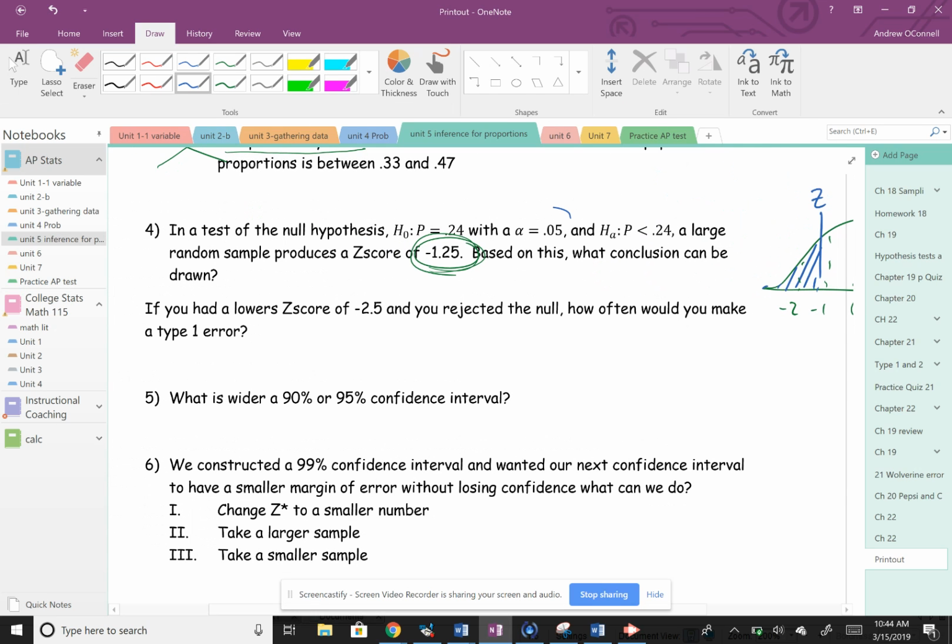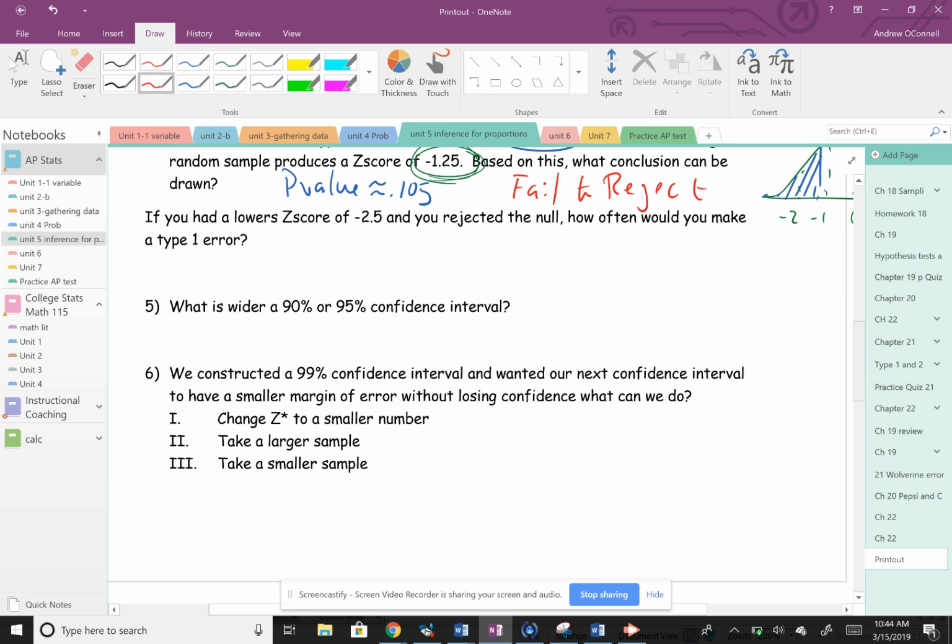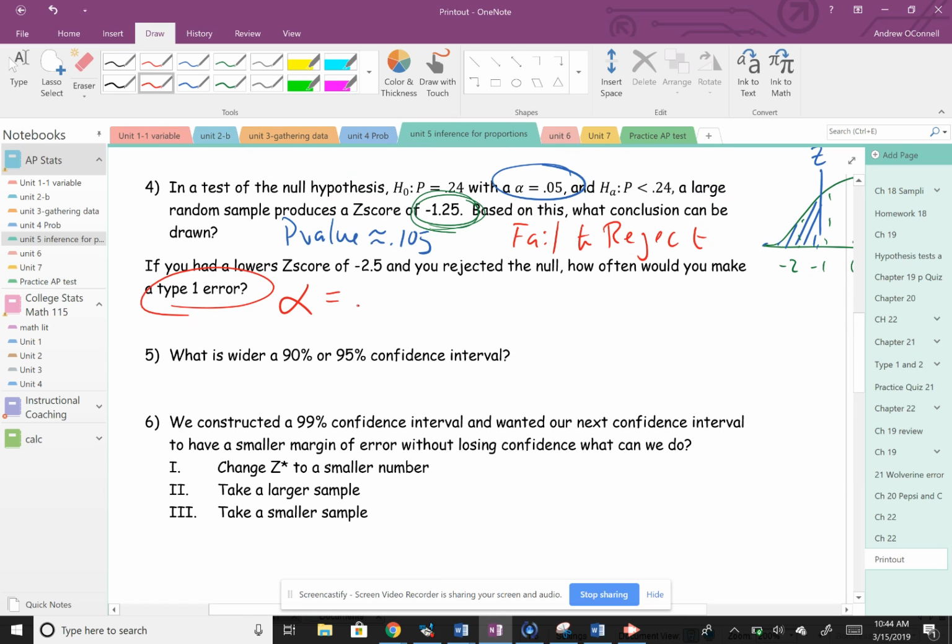So with our alpha at 5%, what would our decision be? That would be failure to reject, because that p-value is just simply not low enough. If you had a lower z-score of negative 2.5 and you do reject your null, how often do you make a type 1 error? Well, you should know that type 1 errors are going to be associated with the alpha value, and in the problem, it states alpha is the rate at which similar samples result in a type 1 error.